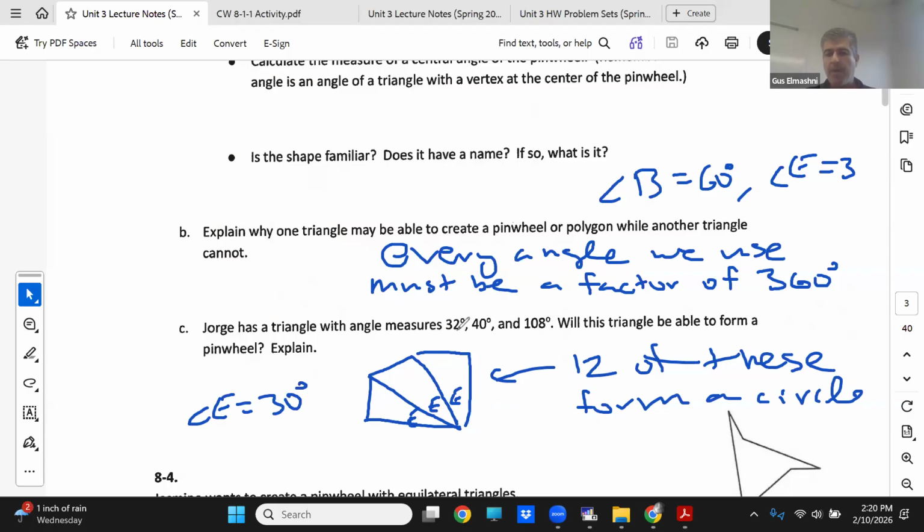But if it was like a weird number like 32, for example, there's no way I could add a bunch of 32-degree angles to get up to 360, right? I get pretty close, but not exactly. 40 I could. If I take a bunch of triangles at 40 degrees, that would add up to 360. So it says here, a triangle with angles 32, 40, 108, will this triangle be able to form a pinwheel? It would for the 40 degrees. 100% you could do that.